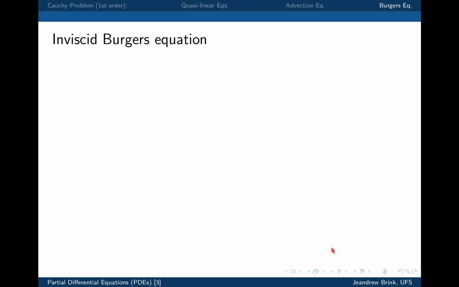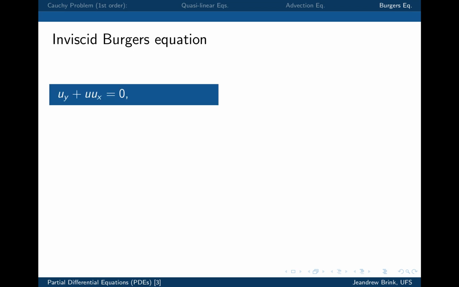Now let's step it up a little bit and look at an equation like that. Okay, so this is Burgers' equation. It is a non-linear equation because there you have the dependent variable multiplying the derivative in x. It's a very interesting equation, and we're going to solve it where we've actually specified, rather than the general Cauchy problem, the initial value problem.